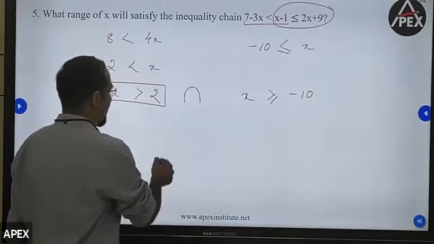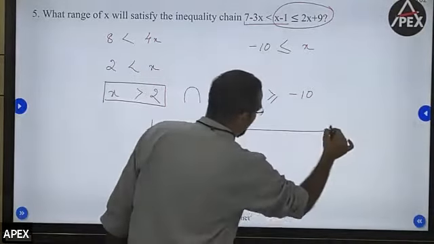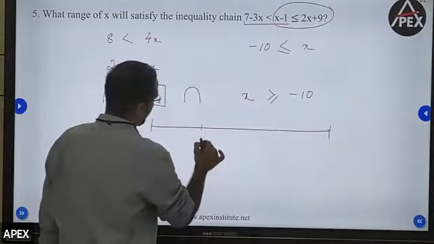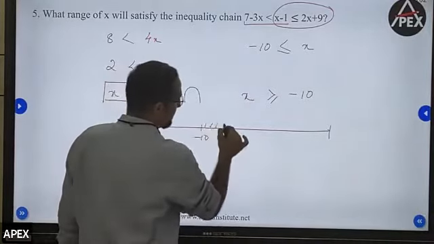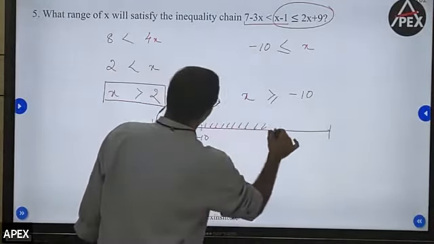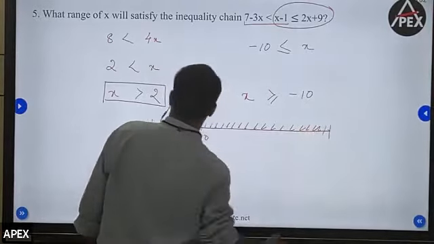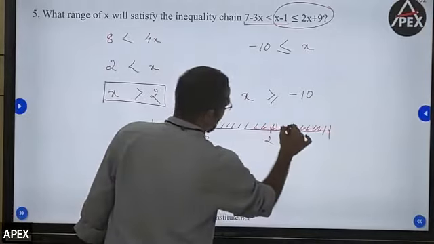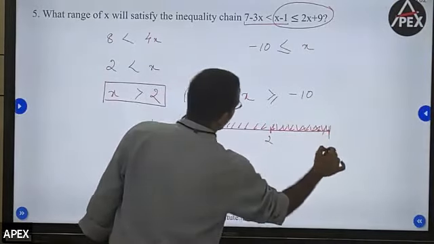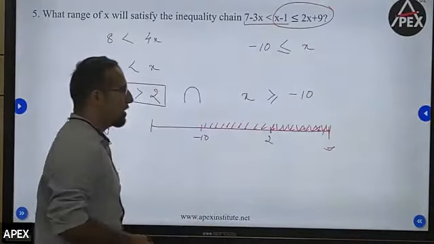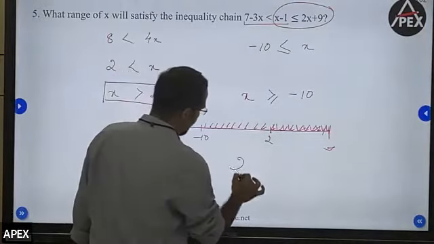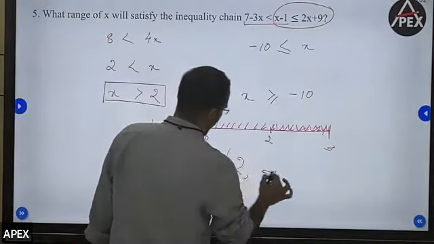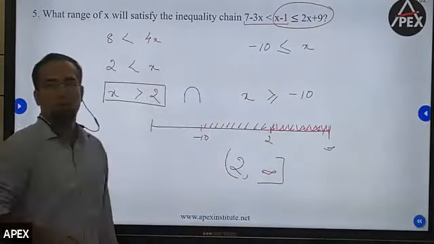If you observe now, by now it should be very clear. I need not put it on the number line. But if you want to be very sure, from minus 10, including minus 10, this is my range. And x is greater than 2, so not including 2. This is going to be my range. So 2 is not included, okay? My range of this complete set becomes 2 to infinity, 2 not being included.